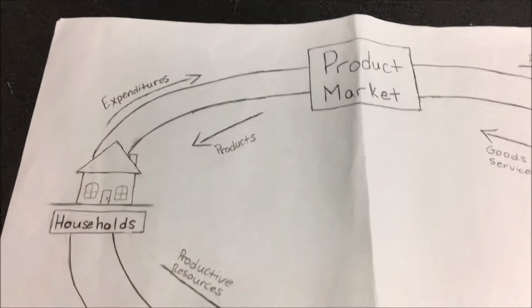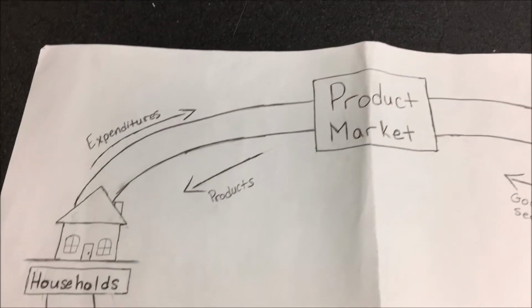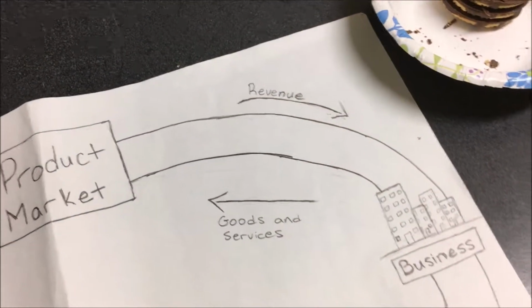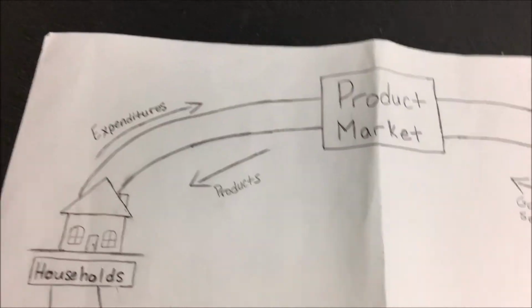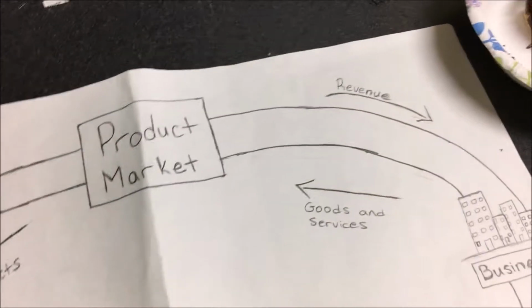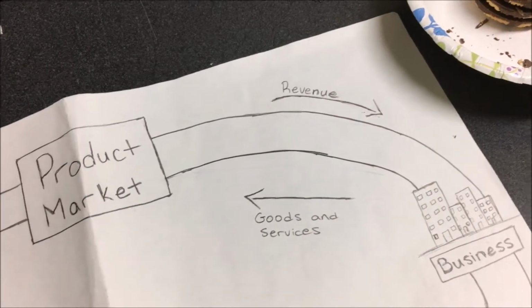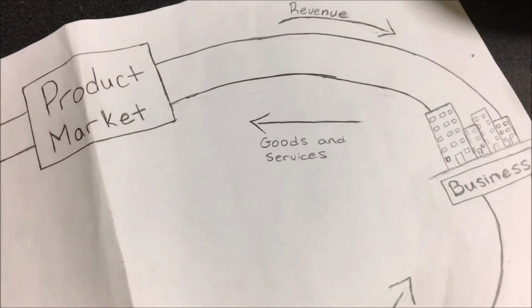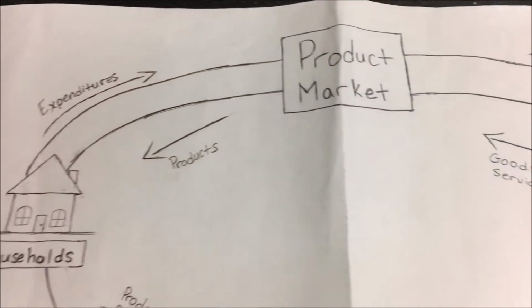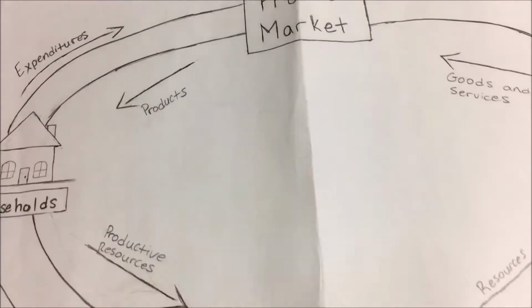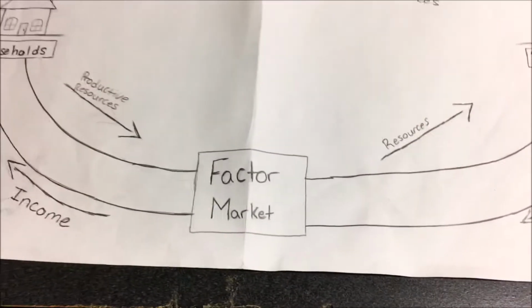Going to the product market, the households put their expenditures into the product market, and the businesses generate revenue. Expenditures are what people buy, and going to the product market, it turns into revenue, which is the money that the business receives. And the business in return puts goods and services into the product market, which turns into products for the household. And so I'm going to show you an example on the back of this paper.